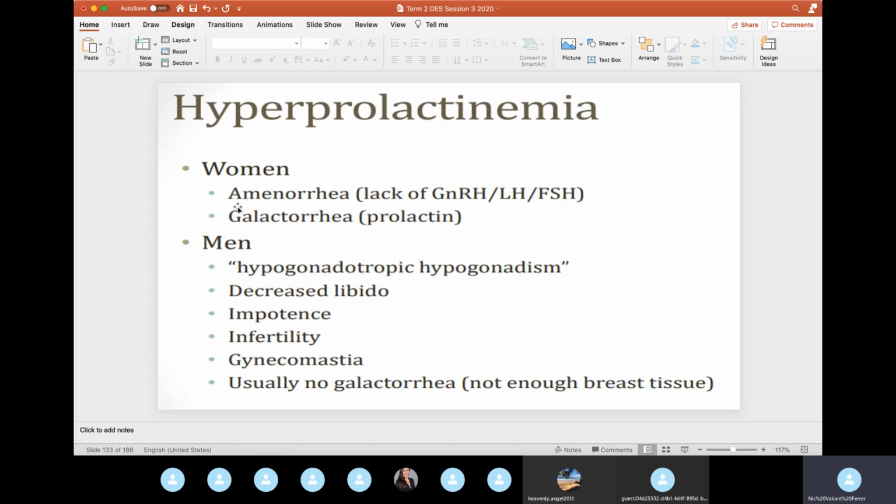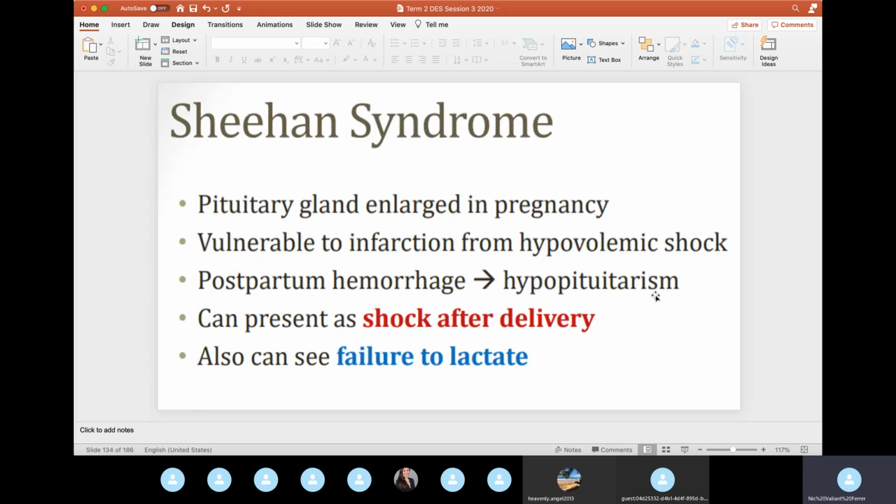Hyperprolactinemia in women can induce amenorrhea and galactorrhea. In men, you can have decreased libido, impotence, infertility, and gynecomastia. Sheehan syndrome. When I say Sheehan syndrome, think avascular necrosis of the pituitary gland. Okay? Sheehan syndrome, avascular necrosis of the pituitary gland.